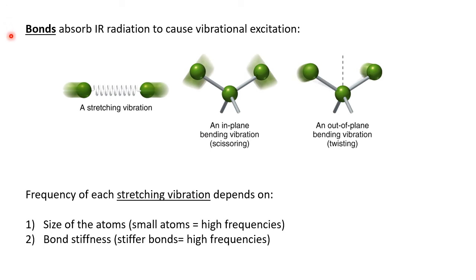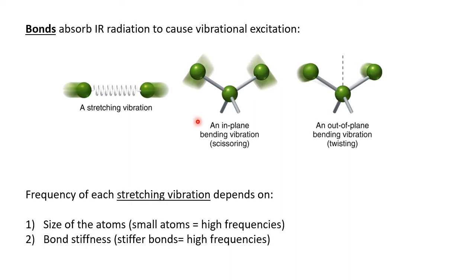When bonds absorb IR radiation, it causes vibrational excitation. Now, there are several types of vibrations that can result when the bonds absorb that radiation or that energy. The one we will be focusing on is stretching vibrations. With stretching vibrations, you can imagine that the bond between two atoms is actually more like a spring. So when the energy hits the bond, it's going to cause the two atoms to move back and forth in a springing motion.